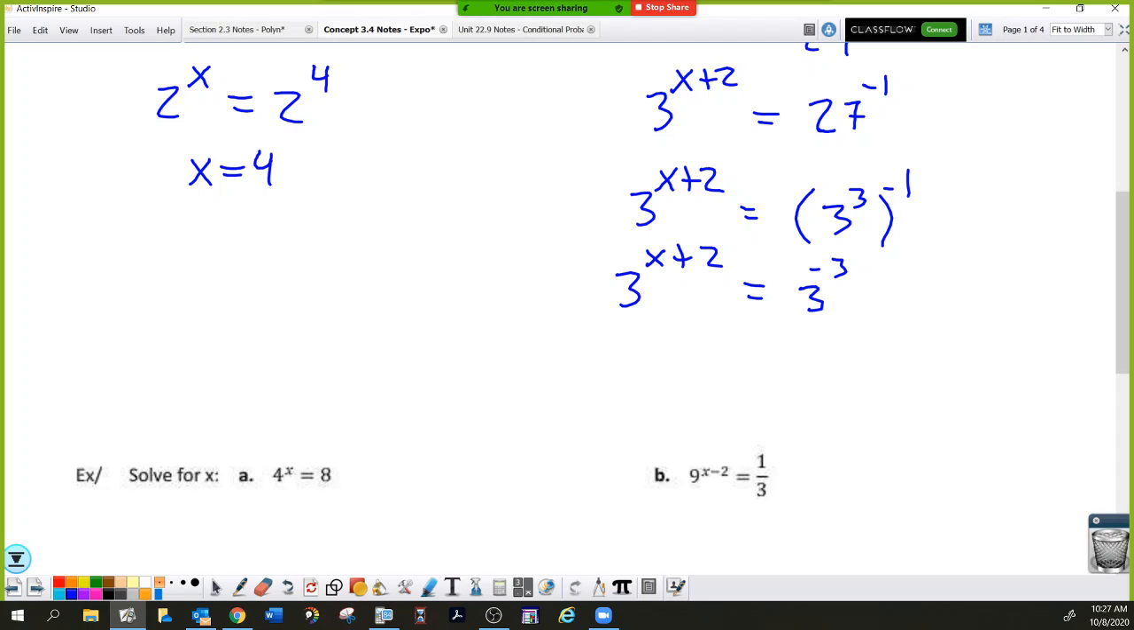And now that the exponential bases match, the only way it's a true statement is if the exponents are the same as well. So x plus 2 must be equal to negative 3. And we just subtract 2 from both sides. And that is how you're going to get that x equals negative 5.